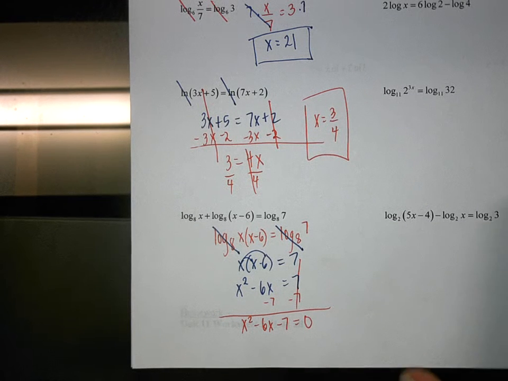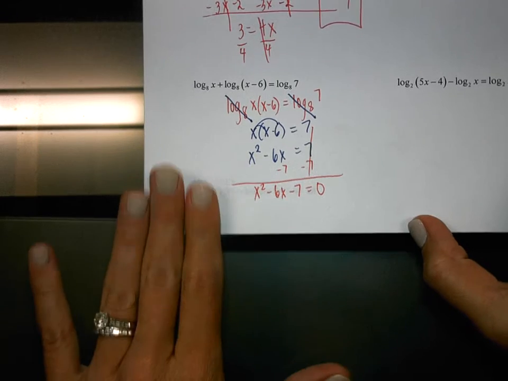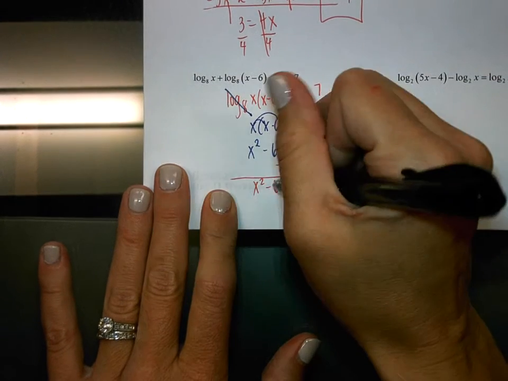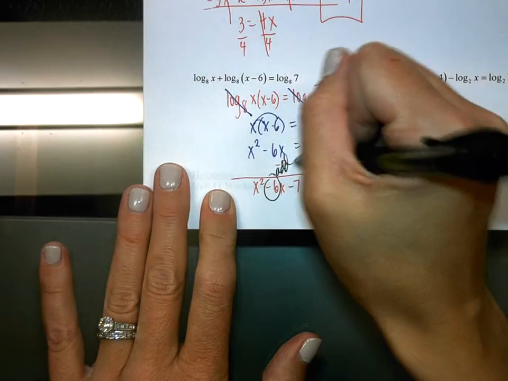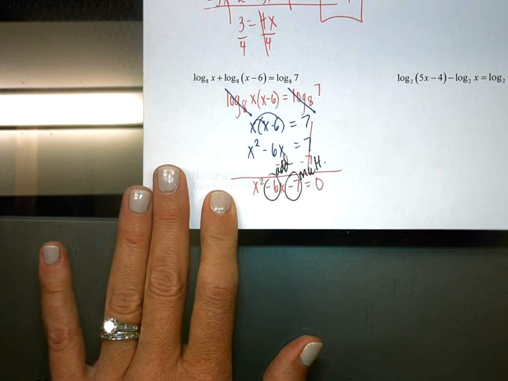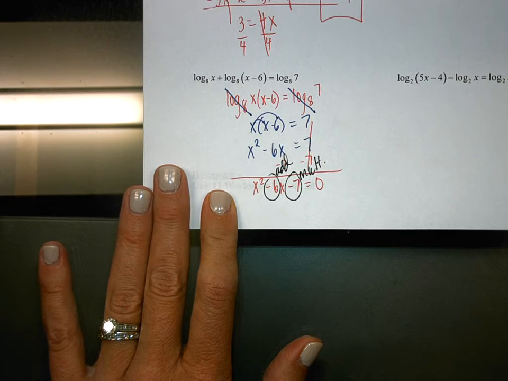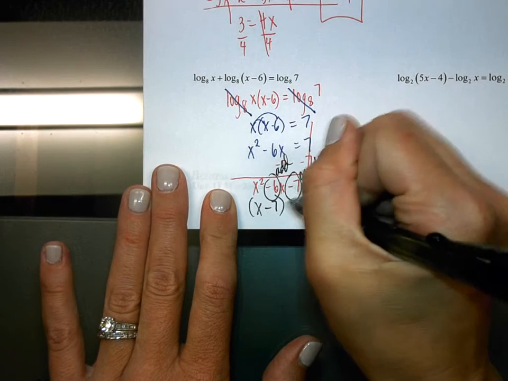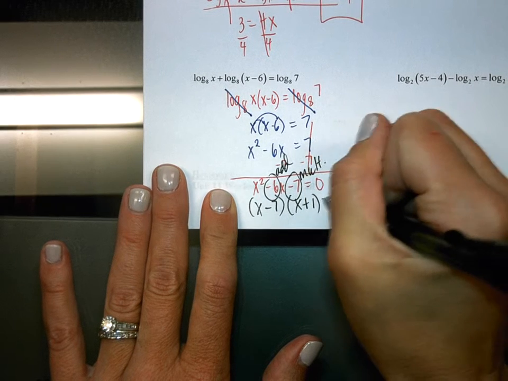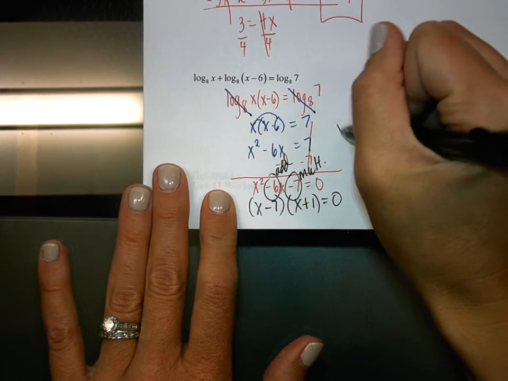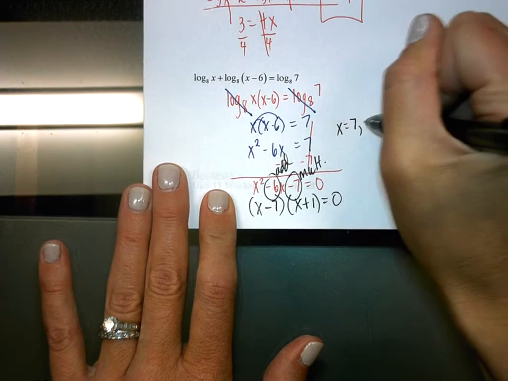Okay, so then factoring, which is something I'm hoping that you guys are good at. Remember, your middle number is your adding, your ending number is your multiplication number, and so what multiplies to be negative 7 and adds to be negative 6? 1 and negative 7. Good. x minus 7 and x plus 1. When you set those equal to 0, what does x equal? x equals 7 and negative 1.